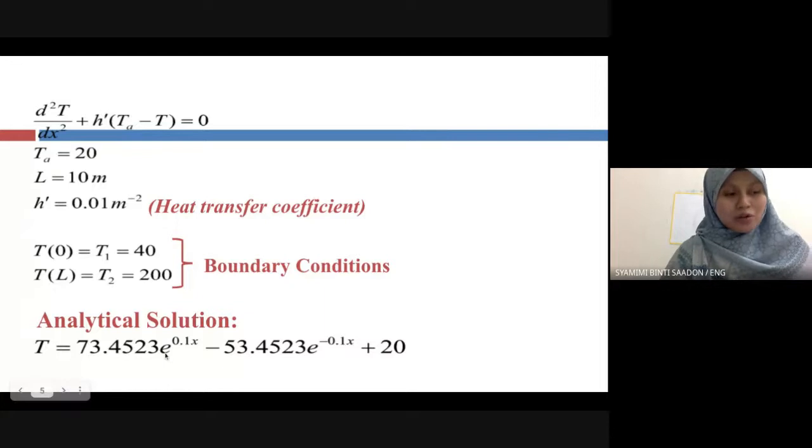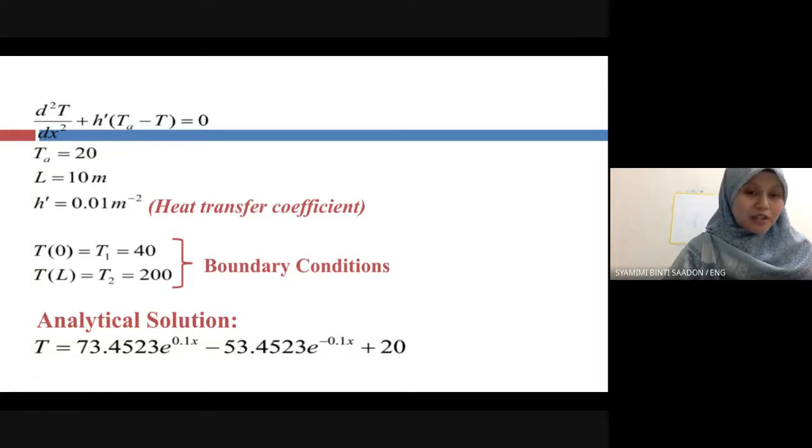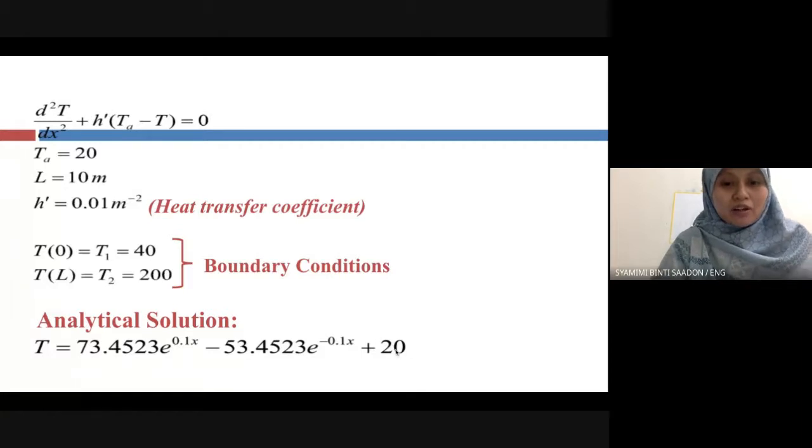Later on I will show you an example of another set of equations, just to explain first. So this is the analytic solution. If you solve it by calculation manually, with this heat transfer coefficient, you will get this analytical solution, with a constant 20 degree ambient. This is a constant value.